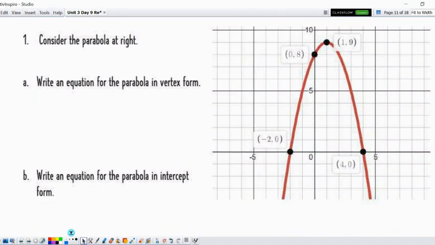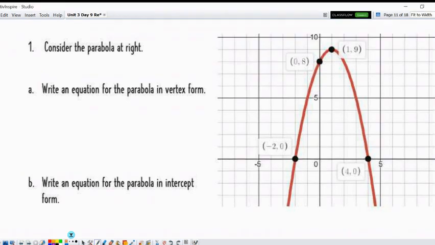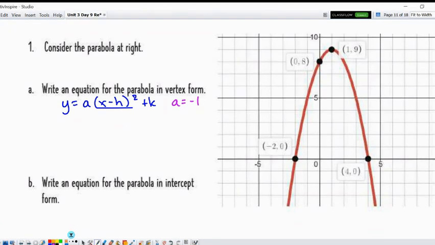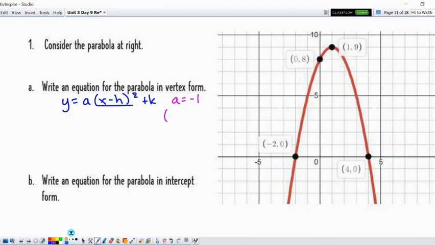Vertex form, y equals a(x minus h) squared plus k, where h and k are the vertex. Looking at the parabola, we can see that a is going to be -1 because it opens down. We can also see that the vertex is (1, 9), the highest point on the graph. When we plug those values in, we get y equals -1(x minus 1) squared, remember x is always the opposite of what it appears to be on the graph, plus 9. And we're done with vertex form.